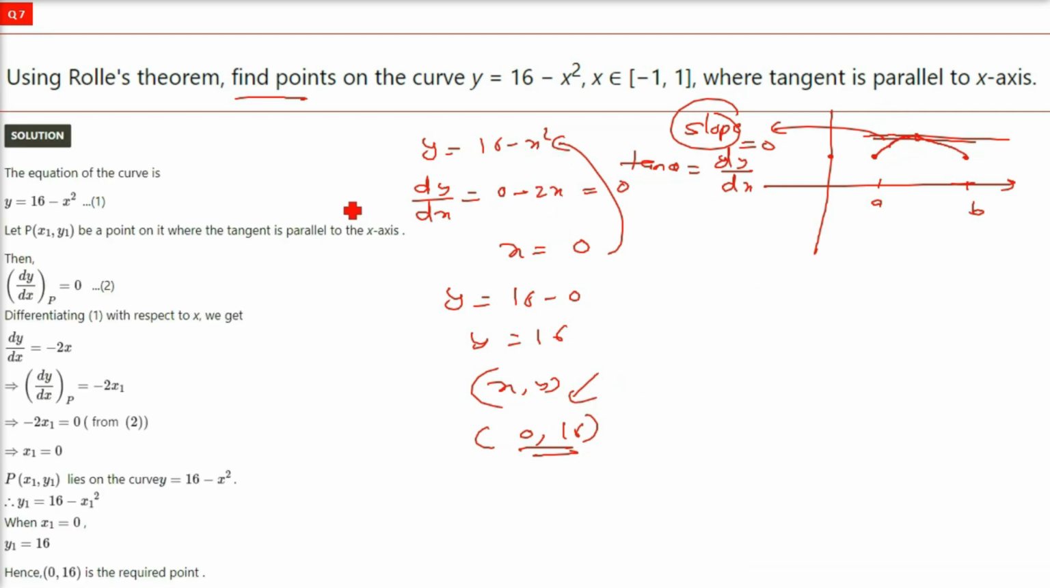So this is how you are going to solve it. Differentiability, continuity, and other things like f(a) equal to f(b) are not required here. -1 and 1, don't worry about that. dy by dx equal to 0 is the only sufficient condition you need to solve this question. 0 and 16 is the answer for this question. This is the required point.